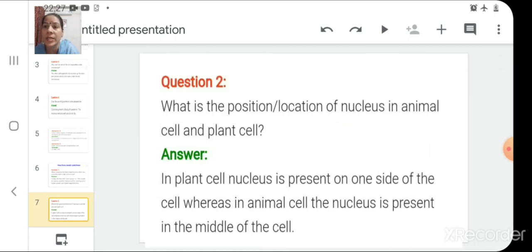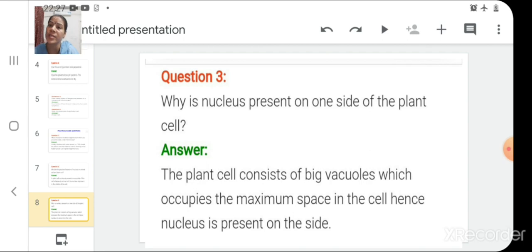The next question is, what is the position and location of the nucleus in an animal cell and a plant cell? The answer to this question is, in a plant cell the nucleus is present on one side of the cell, whereas in the animal cell the nucleus is present in the middle of the cell.